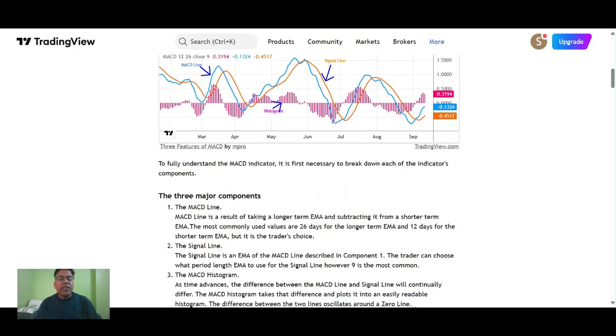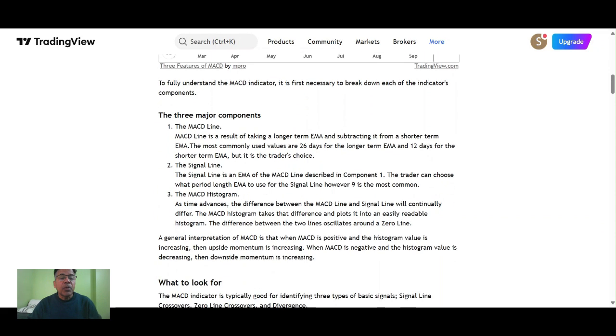To fully understand the MACD indicator, it is first necessary to break down each of the indicator's components. The three major components: the MACD line. The MACD line is the result of taking a longer term EMA and subtracting it from the shorter term EMA. The most commonly used values are 26 days for the longer term EMA and 12 days for the shorter term EMA, but it is a trader's choice.